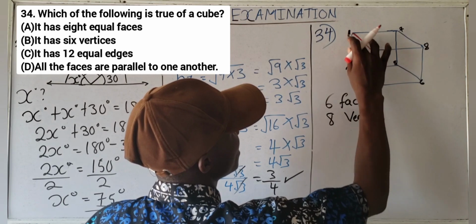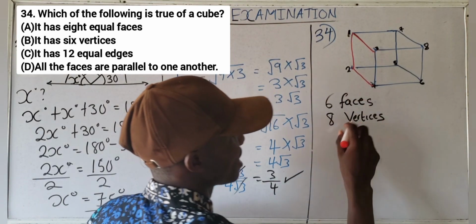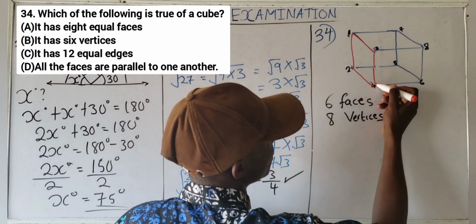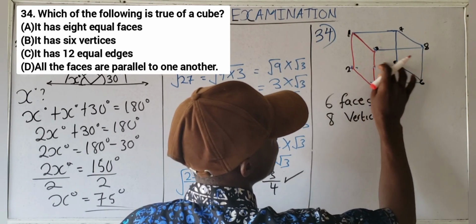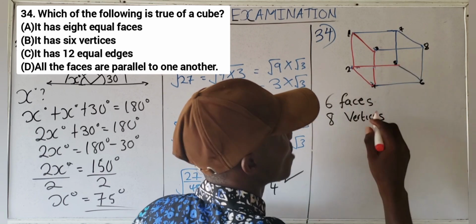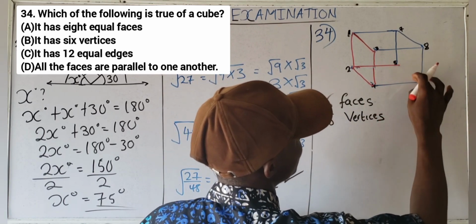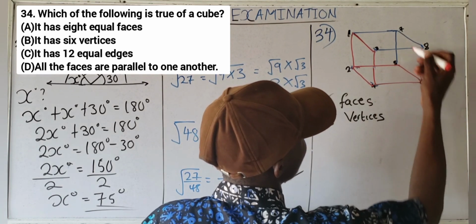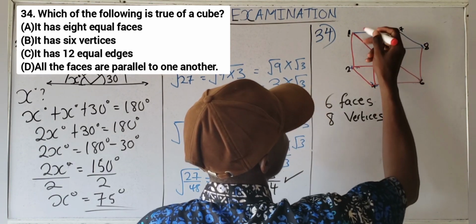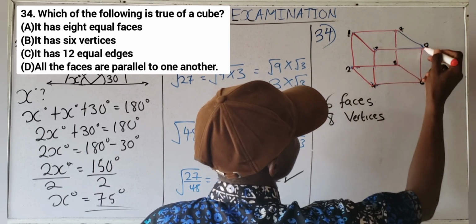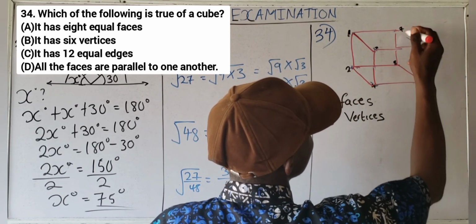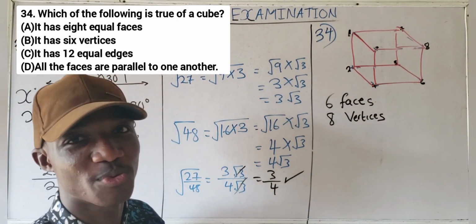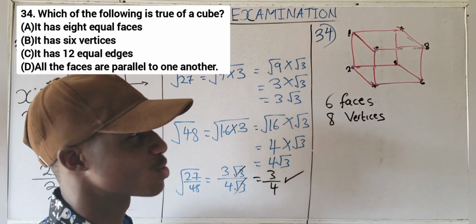Another edge is this. That is the third edge. Another edge is this, that is the fourth edge. Another edge is this. Don't forget, edges are where 2 faces meet. Another edge is this, and this, and this, and this, and this. Edges are where 2 faces meet. Now, please pay attention, and it's simple. If you have seen a cube before, I'm very sure you shouldn't find this difficult to answer at all.